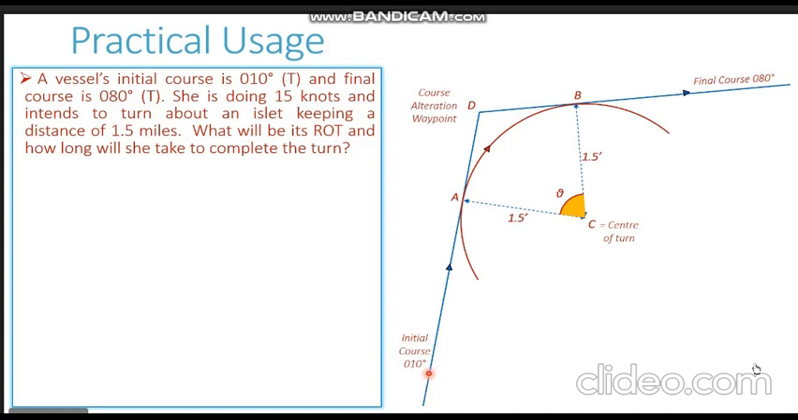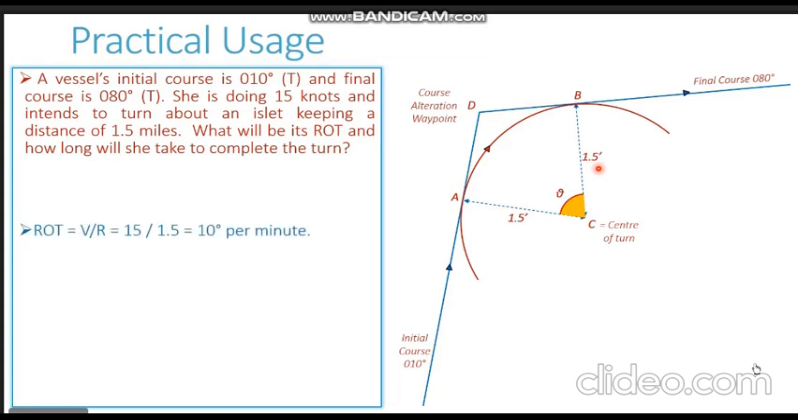Vessel is moving on an initial course of 010 degrees and the final course is planned to be 080 degrees and the vessel has to make the turn about an island. Let us assume we have the island here at this particular location, which will be the center of our turn. And the radius of the turn is assumed to be 1.5 miles. So you can see the radius of the turn, Charlie to Alpha, denoted as 1.5 miles. Then Charlie to Bravo, denoted as 1.5 miles.